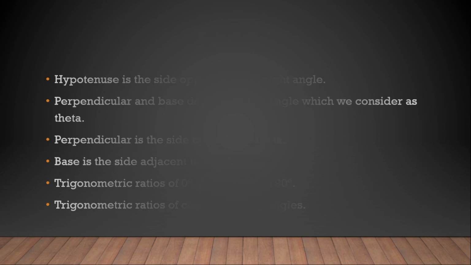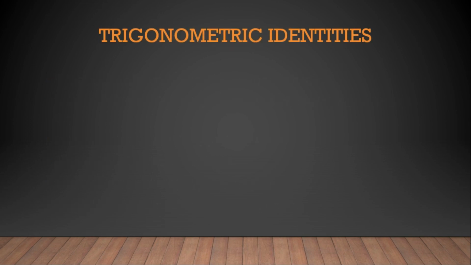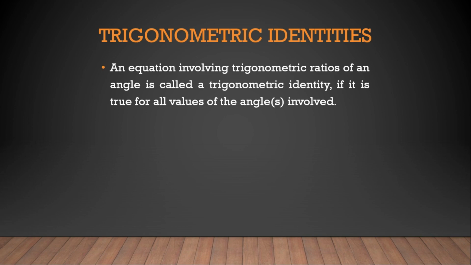In this video, we are going to learn about trigonometric identities. We all know that an equation is an identity when it is true for all values of the variables involved. Similarly, an equation involving trigonometric ratios of an angle is called a trigonometric identity if it is true for all values of the angles involved.